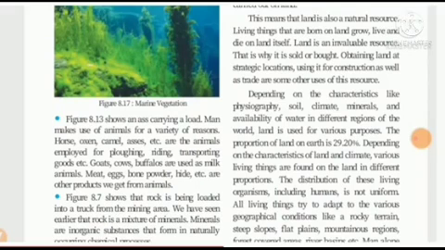Figure 8.13 shows an ass carrying a load. Man makes use of animals for a variety of reasons. Horses, oxen, camels, asses, etc. are the animals employed for ploughing, riding, transporting goods, etc. Goats, cows, buffaloes are used as milk animals. Meat, eggs, bone powder, hide, etc. are other products we get from animals.